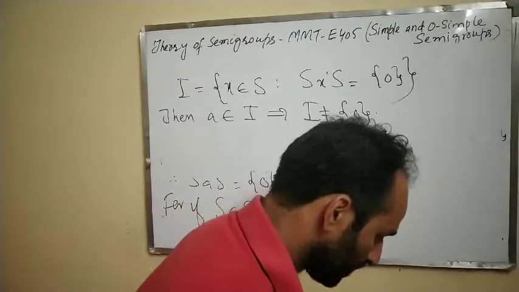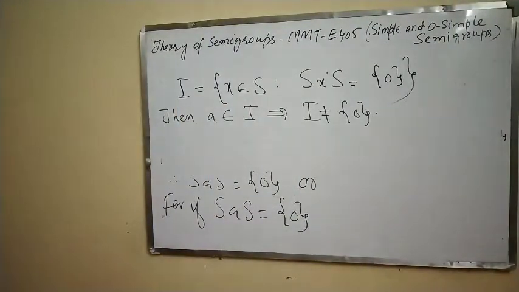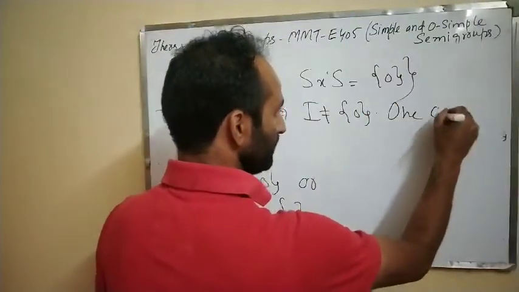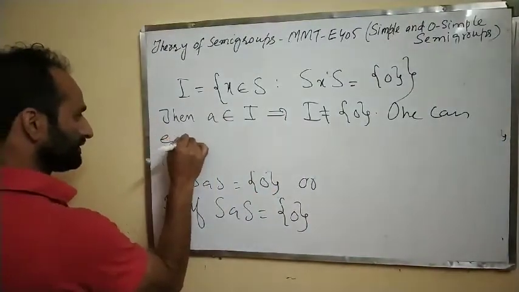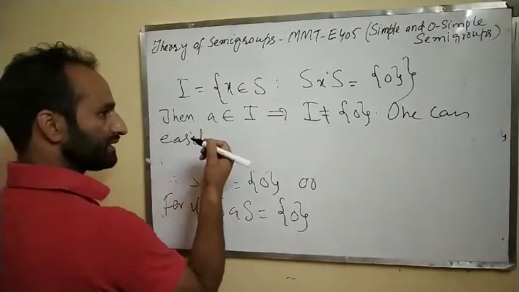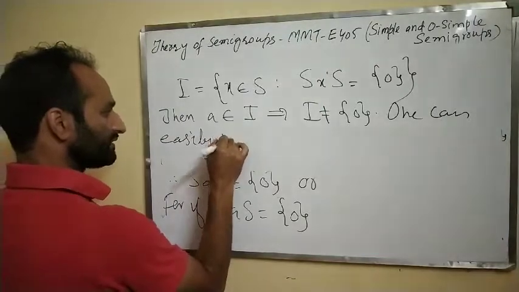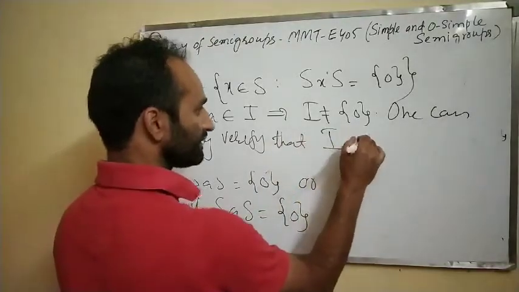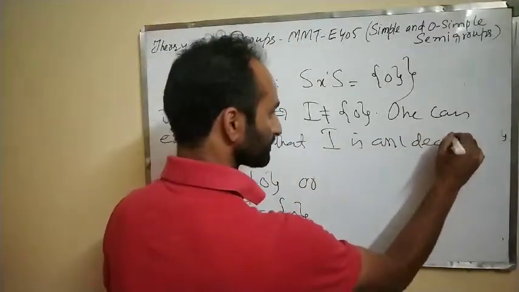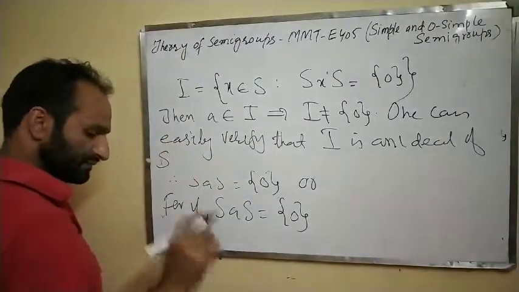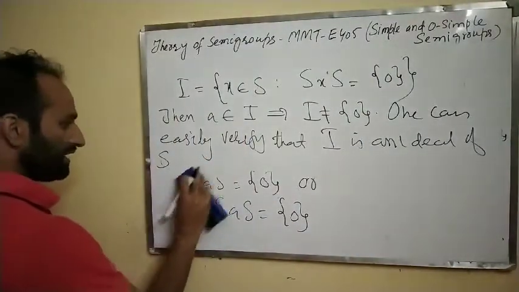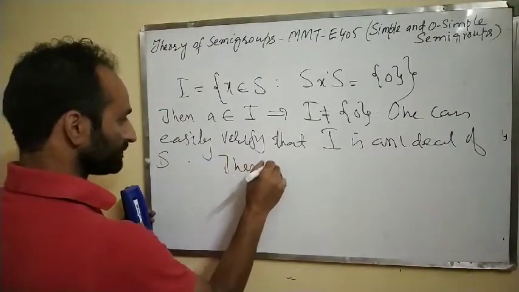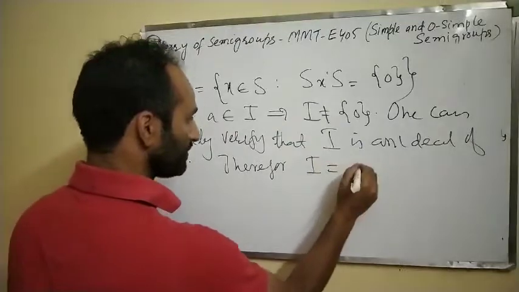So I is a set which is not equal to 0, it's a subset of S. One can easily verify that this I is an ideal of S. It's an ideal of S, and it's not equal to 0, therefore I is equal to S.